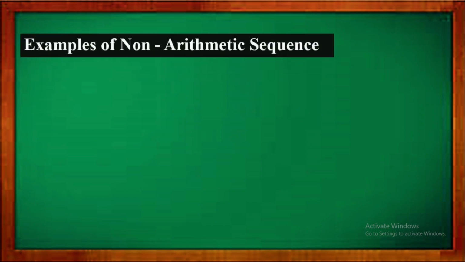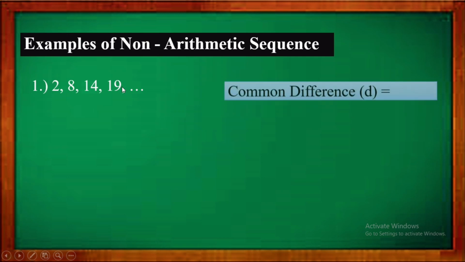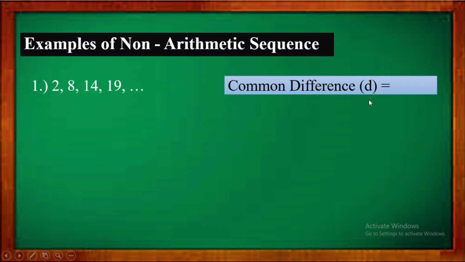We have examples of arithmetic sequence. We also have examples of non-arithmetic sequence. So for example number 1, let us show why this sequence is not an example of arithmetic sequence. We have 2, 8, 14, and 19. So let us check whether it has a common difference or not.